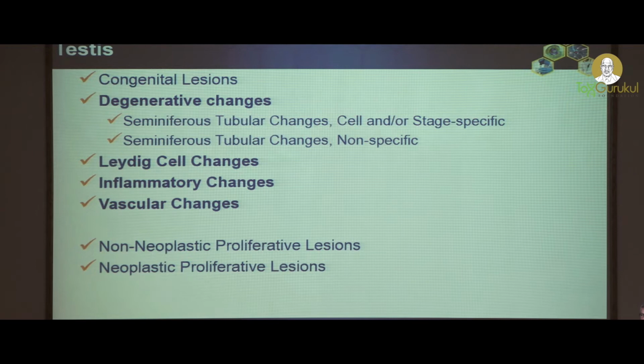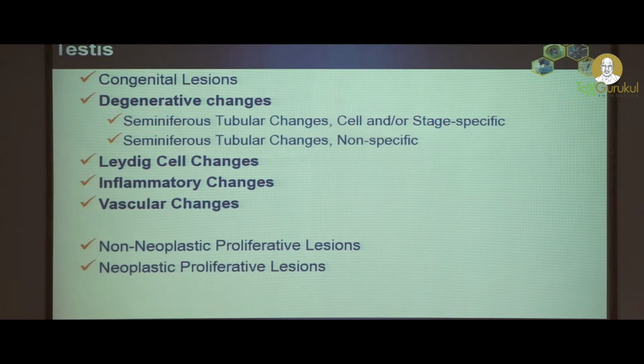I will not touch upon the proliferative or neoplastic lesions in my lecture, neither do I understand them so well, nor is that something that is that important for the young toxicologists who are sitting over here.